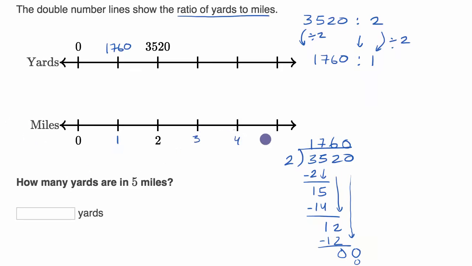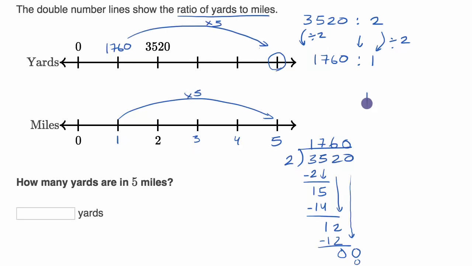Now they're asking about 5 miles. So when we have 5 miles, what is the number of yards? Well, if you multiply by 5 here, you're also going to multiply by 5 right over there. So what's 1,760 times 5? Well, let's just figure it out. 1,760 times 5. 5 times 0 is 0. 5 times 6 is 30. Regroup that 3 because it's really 3 hundreds. 5 times 7 is 35 plus 3 is 38. 5 times 1 is 5 plus 3 is 8. So there you go, 8,800 yards. Let's do a few more examples.